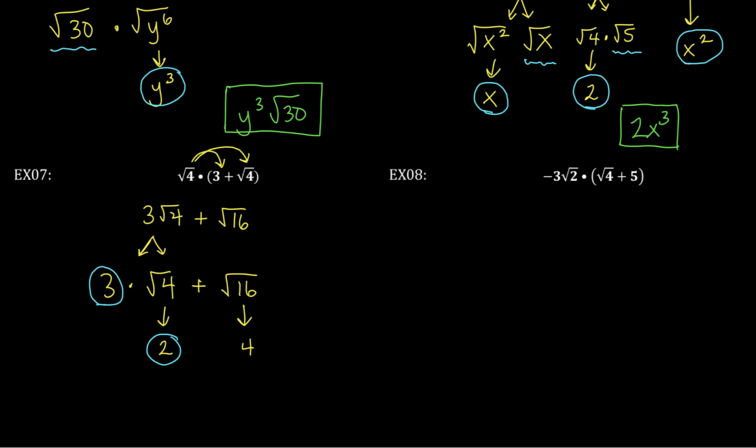Oh, so this is actually just straight multiplication. 3 times 2 is 6, times 4 is 24.